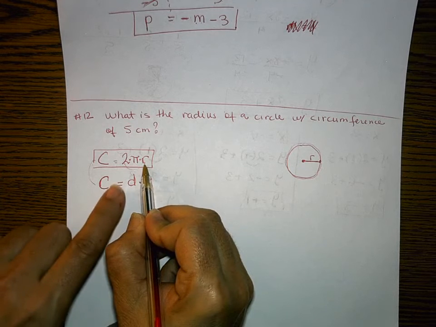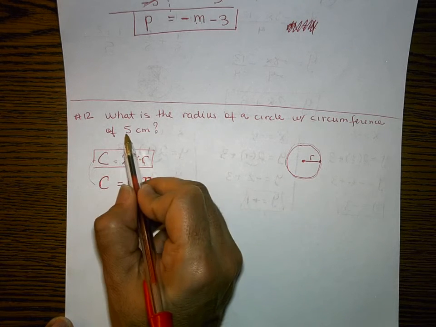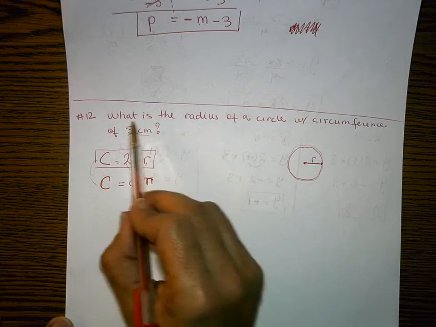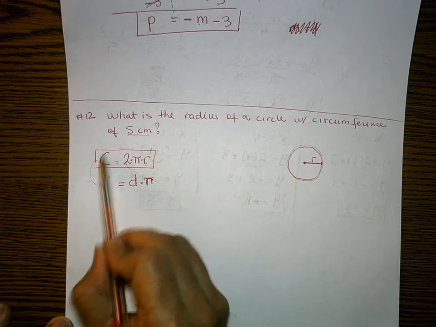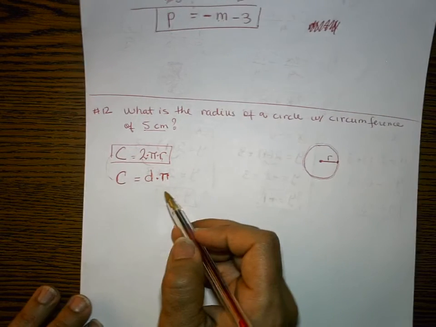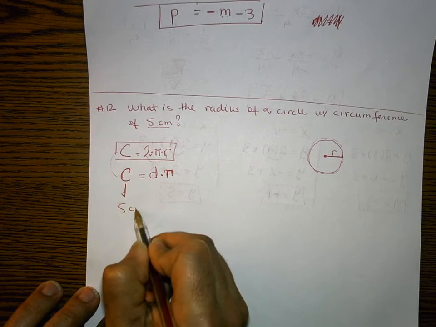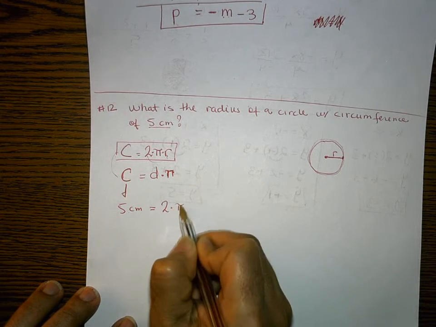And then I am going to be plugging in what I know, which is 5 centimeters. What is the radius of the circle with circumference of 5 centimeters? So I know the circumference, and I'm trying to figure out what the radius is. I know the circumference to be 5 centimeters, and I want to figure out what the radius is.